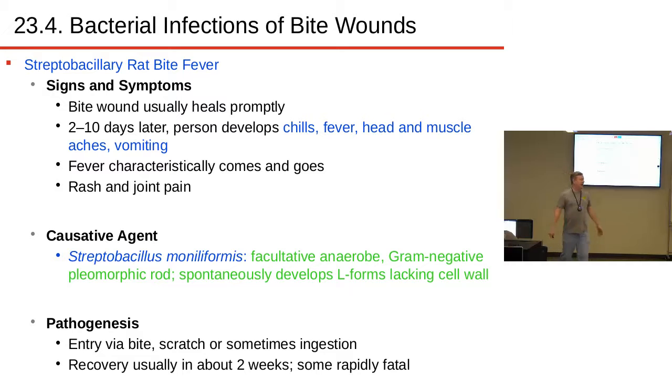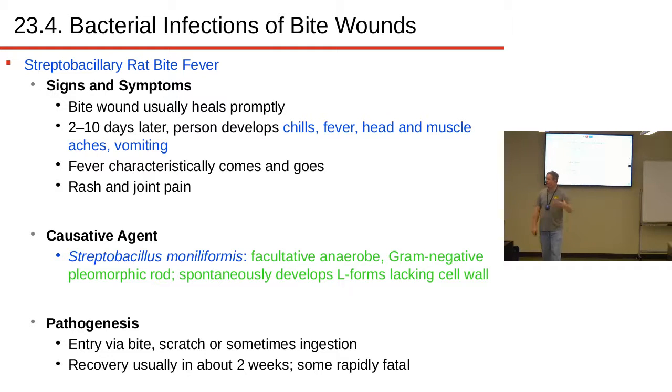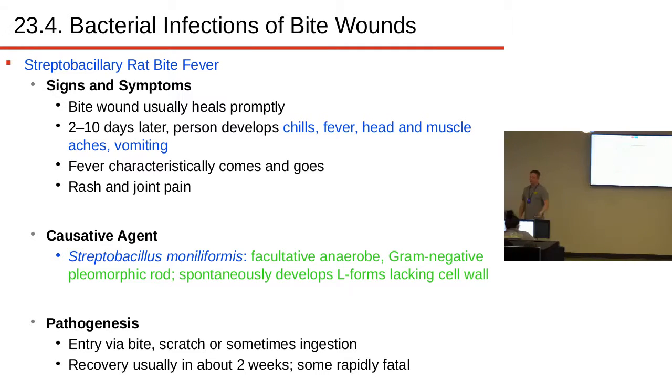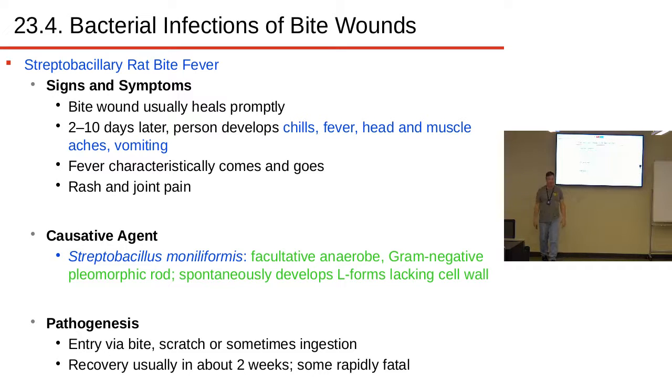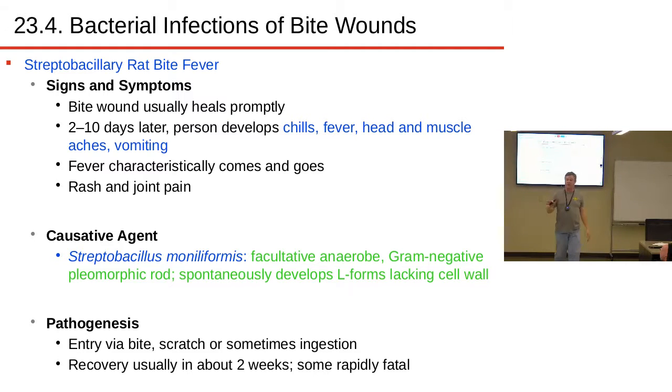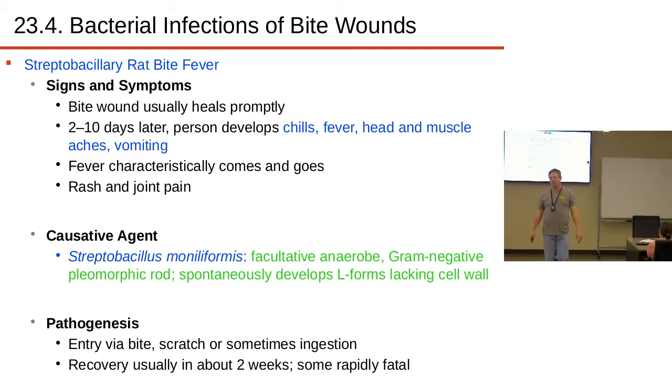All right, rat bite fever, right? Notice that these are kind of random, weird ones, not that we necessarily see them, but that's because we're really just looking at wound infections, things that mainly happen in wounds. So this one here, yet again, a bite wound. Two to ten days later, the person will start developing chills, fever, head and muscle aches, vomiting. The problem is that they may not realize it came from that bite, because it's almost a week later, so they may not put that connection together.